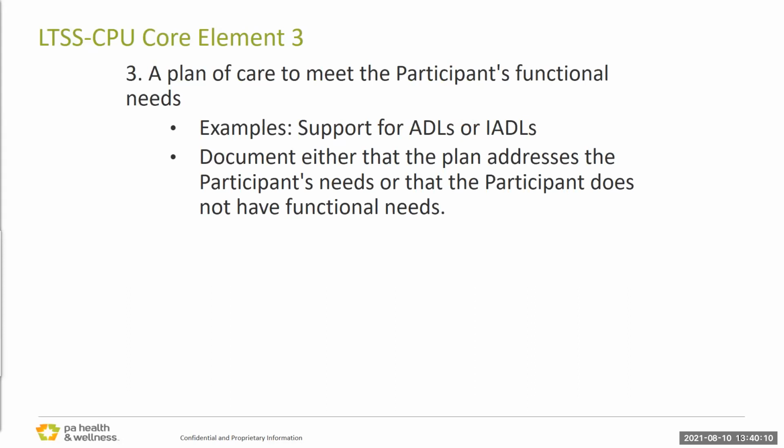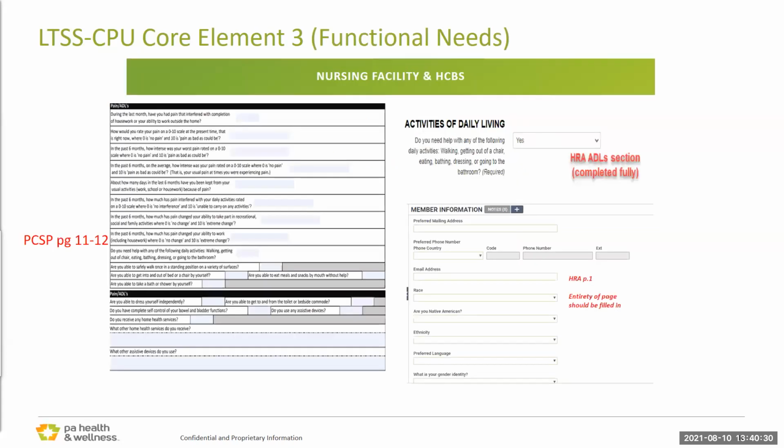All right, so core element 3 for CPU is a plan of care to meet the participant's functional needs. An example of that is support that they receive for ADLs or IADLs. And again, you'll document that the plan addresses the participant's needs, or that the participant does not have any of those functional needs. Next slide.